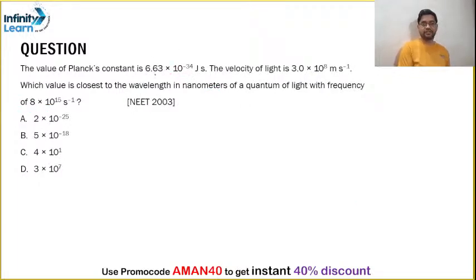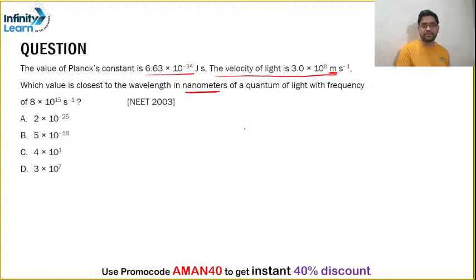The value of Planck constant is again this. The velocity of light is this. Which value is closest in nanometer for the quantum? Again nanometers. This time what they have done is the speed of light is given in meter per second, but they want the answer in nanometers. So we'll convert this into nanometers. Or first of all, let's calculate in terms of meters and then we can convert. Clear? So see, it's as simple as that.